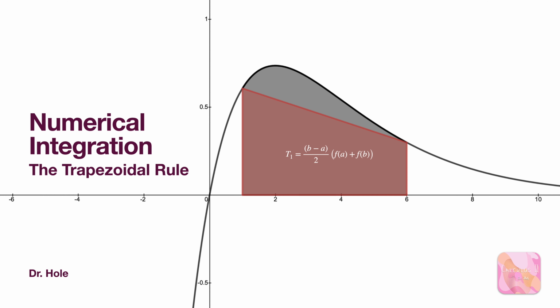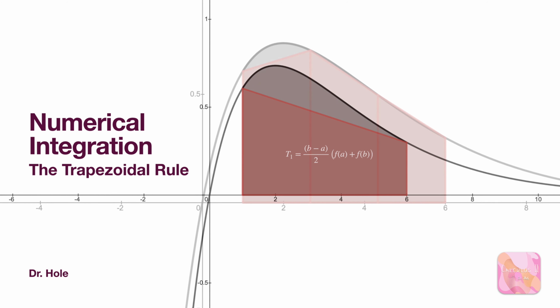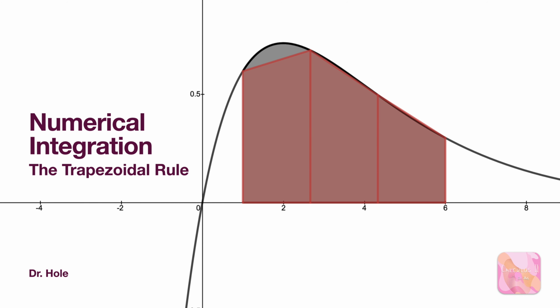Okay. Let's divide this further. Let's now look at 3 trapezoids and produce a better approximation of the true area. And let's go one by one through these 3 trapezoids. The first trapezoid has the length of the subinterval divided by 2, multiplying the sum of f of a, the height at the left endpoint, plus f of x sub 1, the height at the first right endpoint.